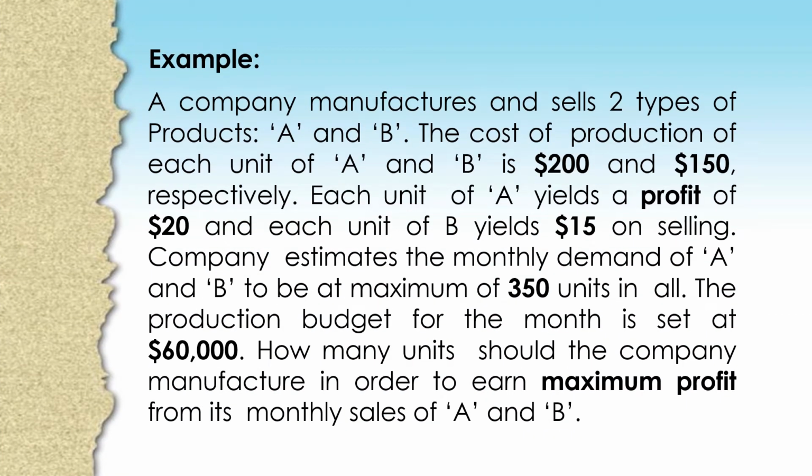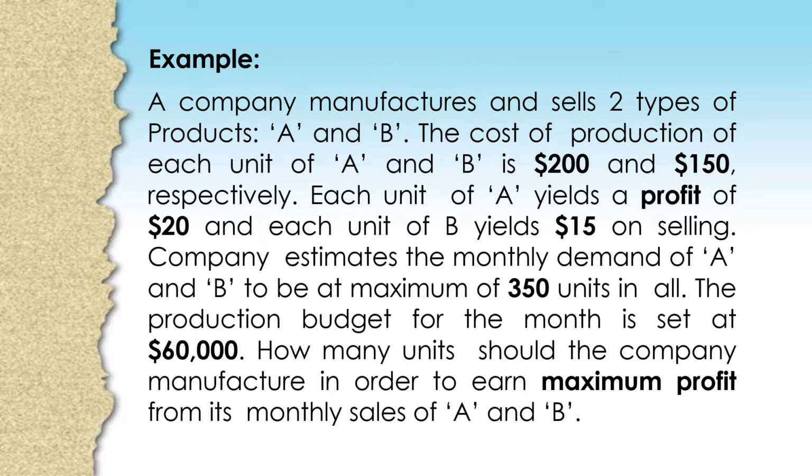So for example, a company manufactures and sells two types of products, A and B. The cost of production of each unit of A and B is $200 and $150 respectively. So A is 200 and B is 150. That's the meaning of the word respectively. Each unit of A yields a profit of $20 and each unit of B yields $15 on selling.